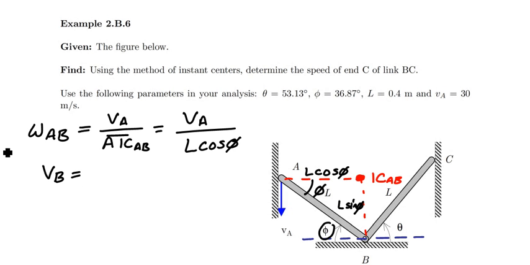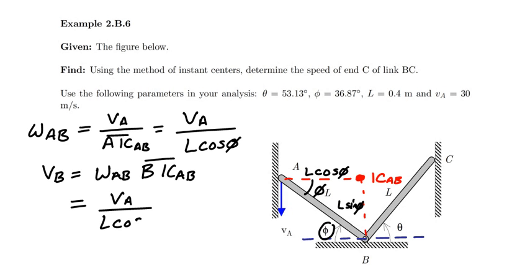Namely, I can say the speed of point B is equal to, in this case, omega AB times the distance between point B and the instantaneous center of AB. If I do some substitution here, this will give me VA divided by L times the cosine of phi, times the distance, which is L times the sine of the angle phi. This, of course, says, noting that the L's cancel, that VB is going to equal VA times the tangent of the angle phi.